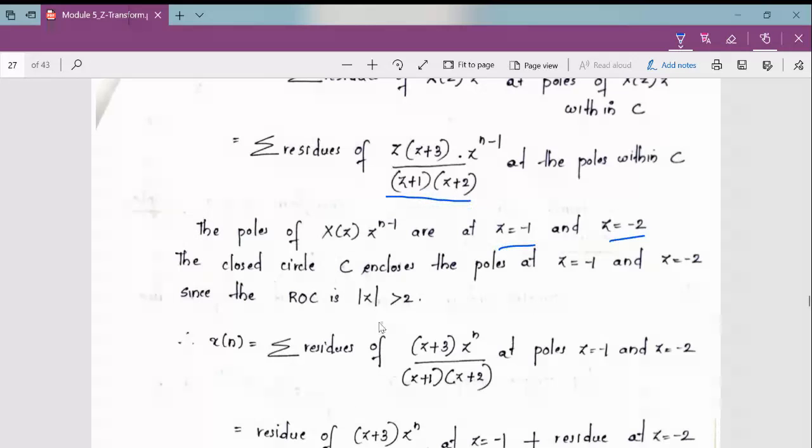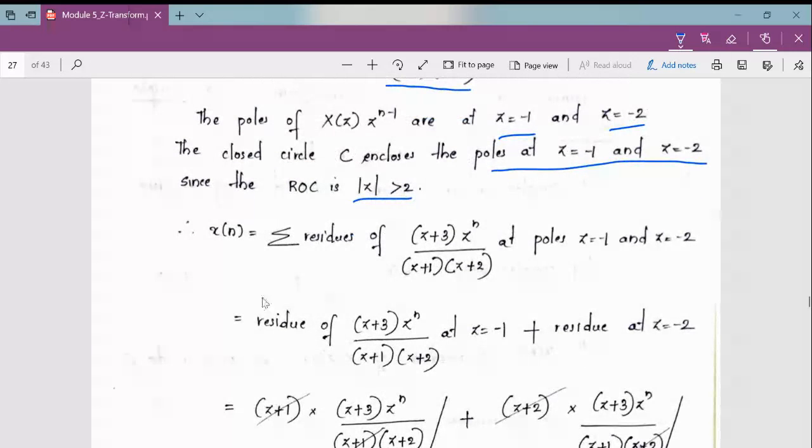In the question the ROC is given as magnitude of z greater than 2. So the closed circle C encloses both the poles. In the Z plane we consider ROC as circles. Here it is given greater than 2, so our poles z equal to minus 1 and z equal to minus 2 come inside the given circle. Next we have to solve for x of n.